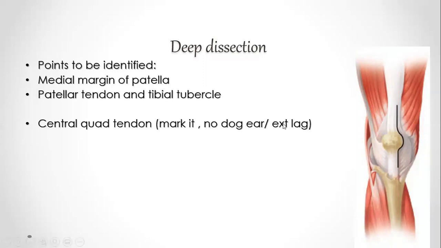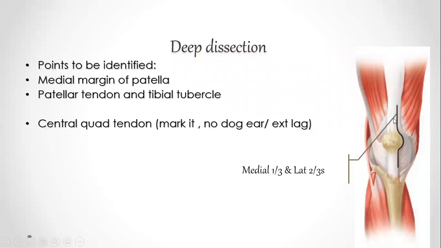an extension lag. That's why many previous articles suggested that the medial parapatellar incision has a violation, not a cut or injury, only a violation of the extensor mechanism more than other MIS approaches, because MIS approaches like the quadriceps snip or the subvastus approach do not violate the quadriceps tendon. But here, if you do proper suturing, and you mark it first so there is no dog ear, there will be no extensor lag.